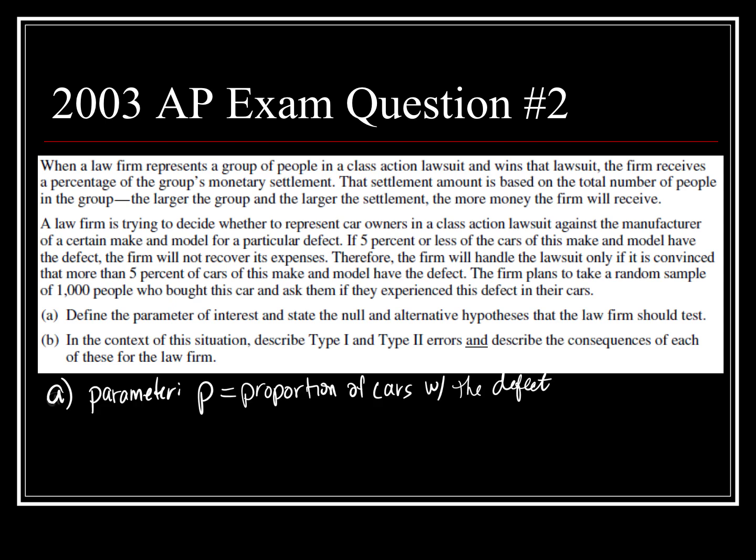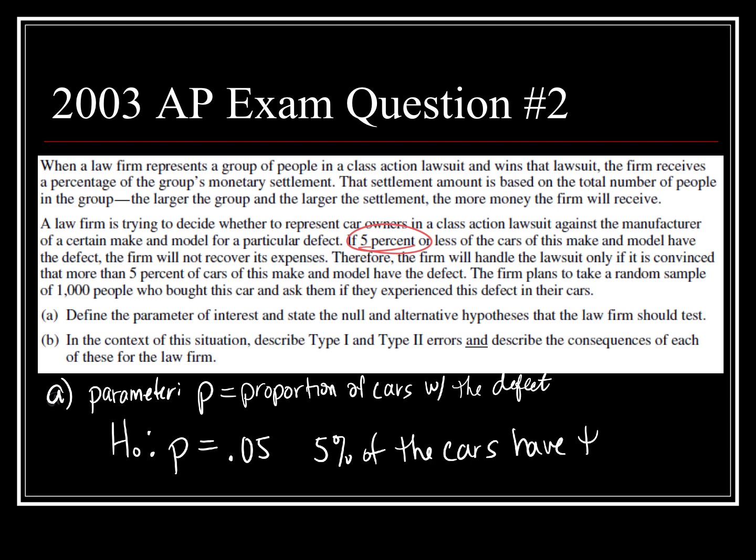Okay, our parameter is the proportion of cars with the defect. They can't go out and test every single car of this make and model, right? They have to do a sample. So they're going to sample 1,000 people and see what percentage of their cars have the defect. So what is our null hypothesis? That P equals... but what percent of the cars? 5%. So our P is 0.05. It helps in this chapter, when it's asking about type 1 and type 2 error, to write your hypothesis in a sentence. 5% of the cars have the defect.